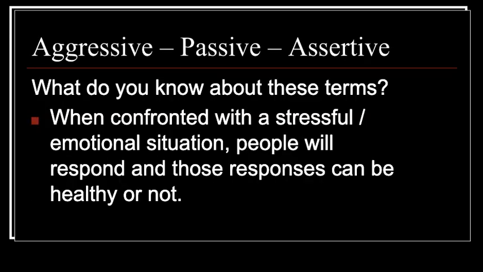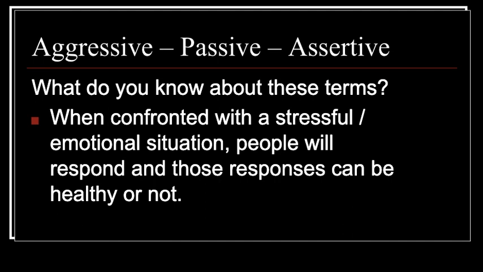We all develop certain response styles when it comes to our communication skills. The words aggressive, passive, and assertive are descriptors of common ways that people react when they're confronted with a stressful or emotional situation. These responses are usually learned. We just copy the behaviors that have worked in the past. I'm going to give you some examples as we go through here.